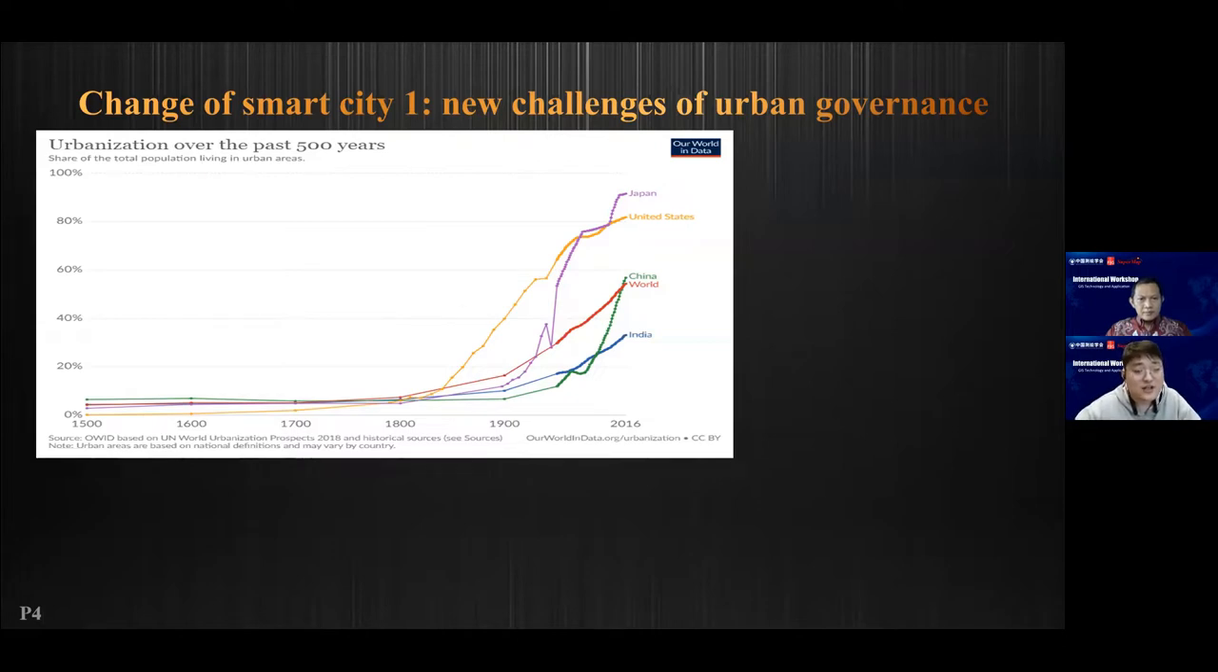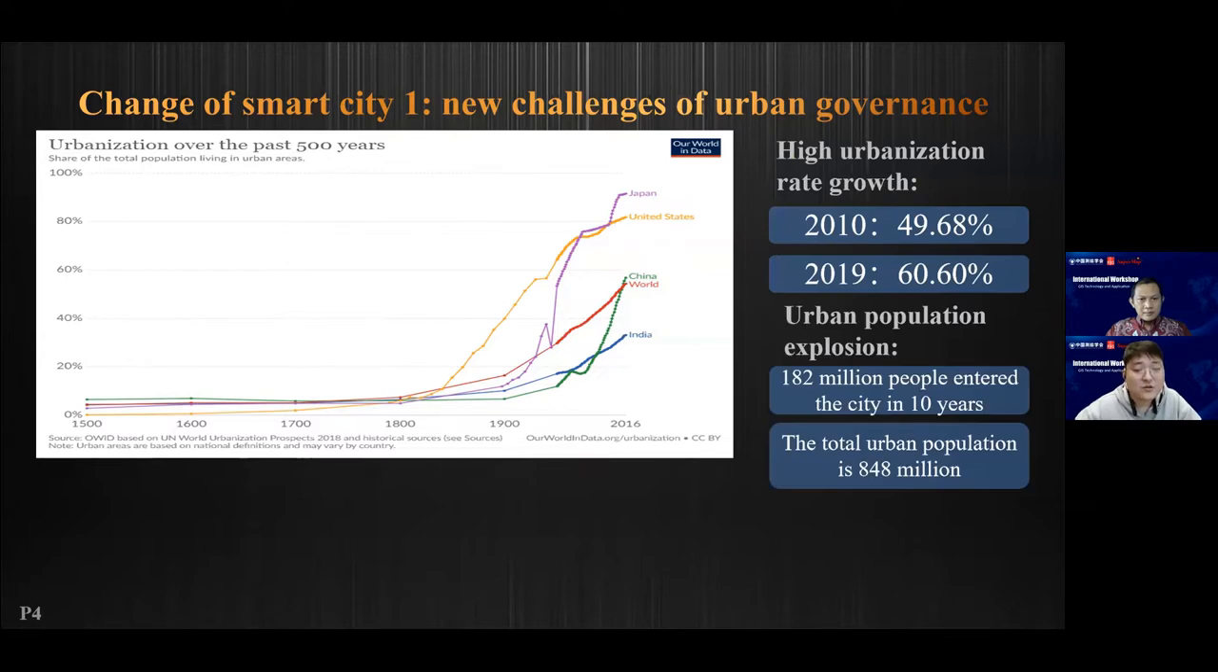The first change in smart city construction is the new challenge of urban governance. We think that 50% is the turning point of urbanization. In China, 49.68% is in 2010 and around 60% in 2019. At the same time, in the past 10 years, 180 million people entered the city, and the total urban population reached 848 million.